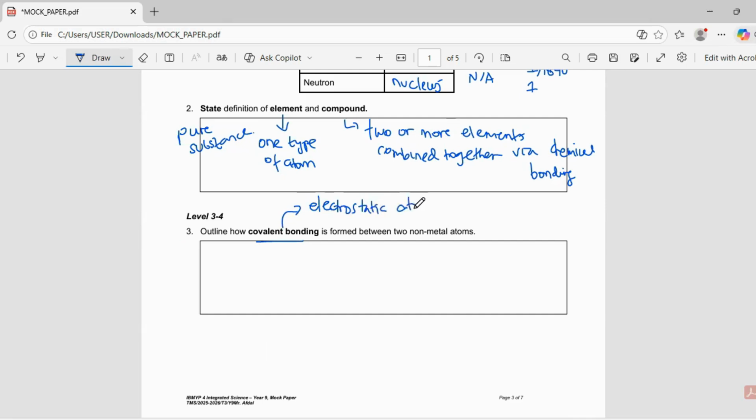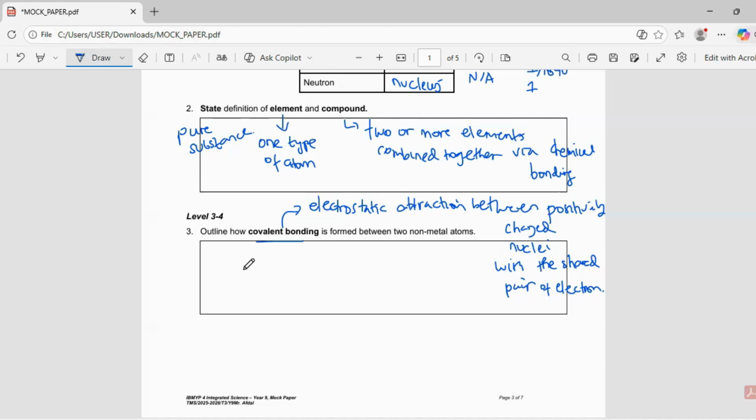And then for covalent bonding, as you know, the keyword here is electrostatic attraction between positively charged nuclei with the shared pair of electrons. So you have to emphasize that electrostatic attraction between positively charged nuclei with the shared pair of electrons.